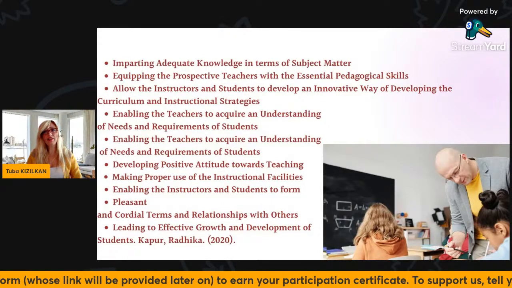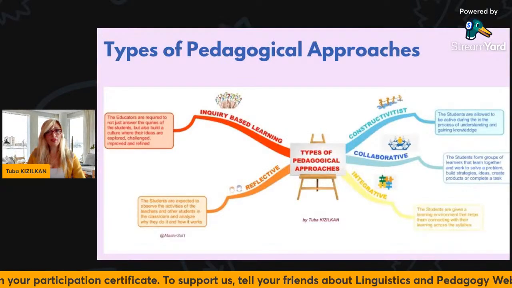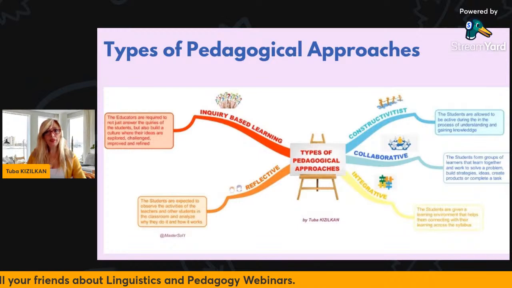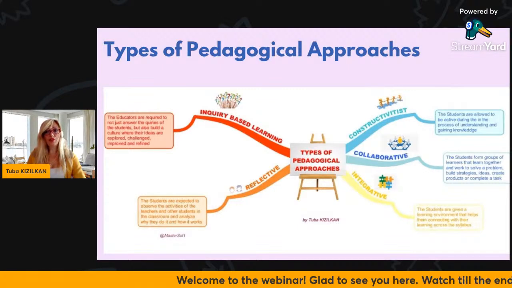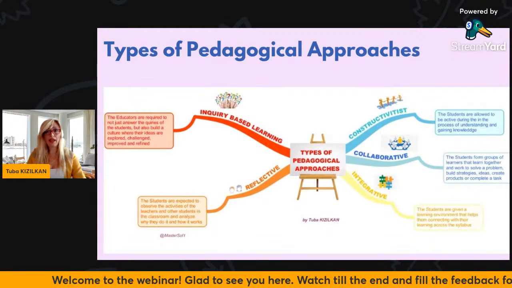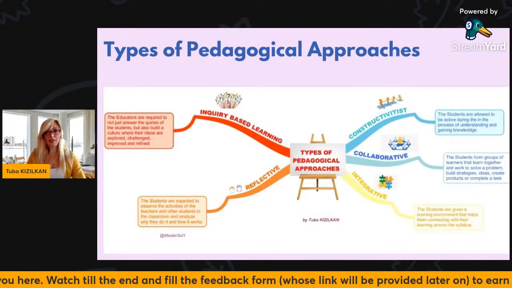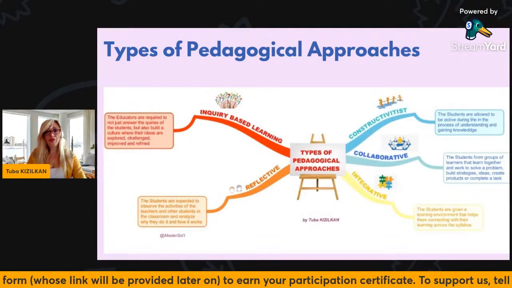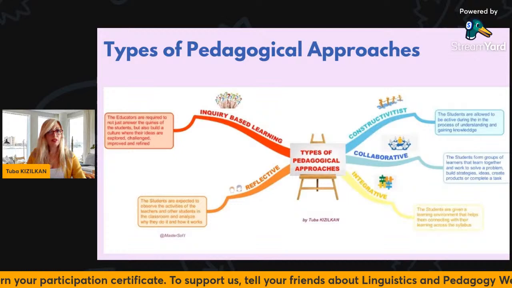So we can summarize the aims of pedagogy with these points. And this is a mind map, and I'm also a mind mapper, a mind map instructor, and I've been researching neurolinguistics and the neurobiology of learning, and I'm also a speed reading and memory techniques instructor, as well as a mind mapping instructor. So I wanted to introduce you to a mind map, which helps a lot in teaching students, no matter what age they are.